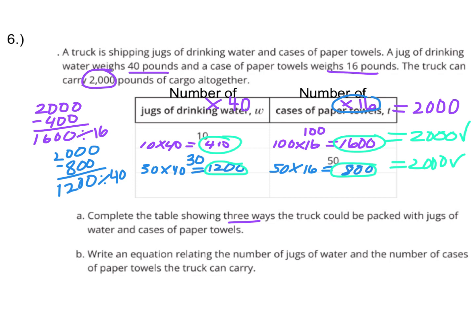Well, I already have 10 and 30, and over here I have 100 and I have 50. So why don't I just go, I'll split the difference. I'll go right in between there. So let's try 20 jugs of drinking water. Okay, so I'm gonna do 20 jugs, so 20, and they're 40 pounds each. All right, so that is 800.